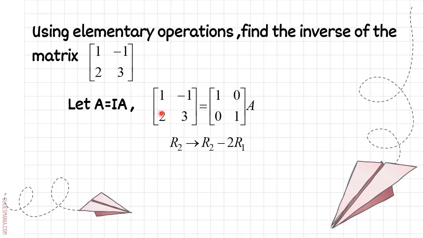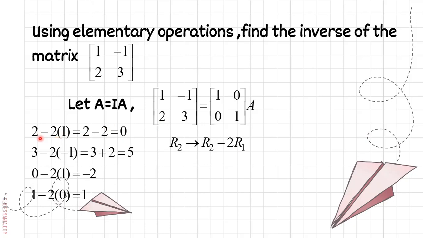If I perform R2 goes to R2 minus twice R1, the elements of the second row will be converted to second row elements minus twice the first row elements. So what will happen, we will see. Second row element 2 minus 2 times the first row element 1, so 2 minus 2 gives me 0. Similarly here, R2 means 3 minus 2 times R1, which is minus 1, this gives me 5.